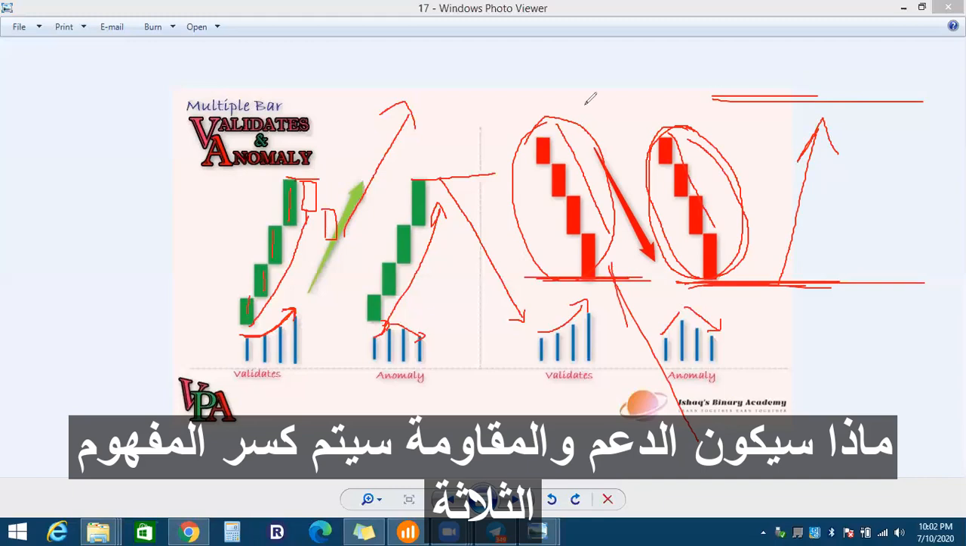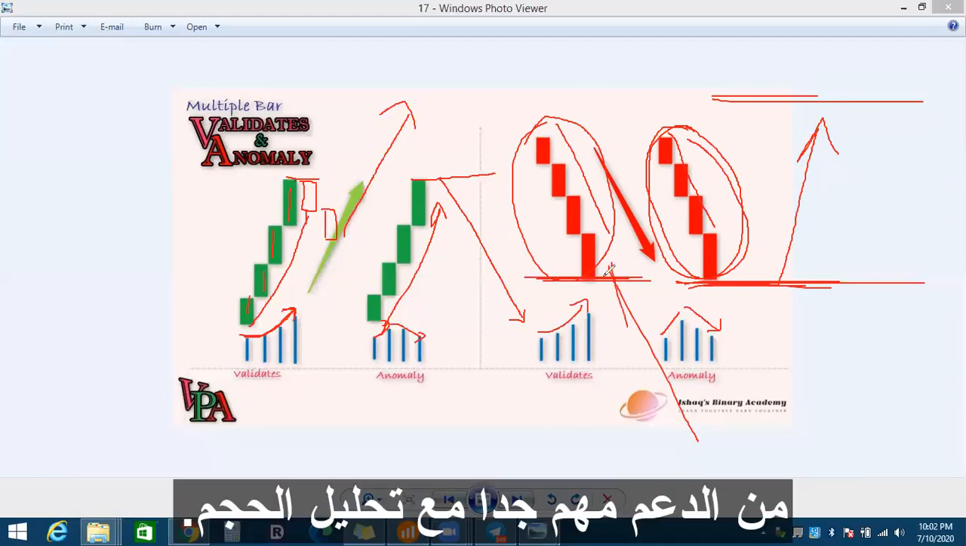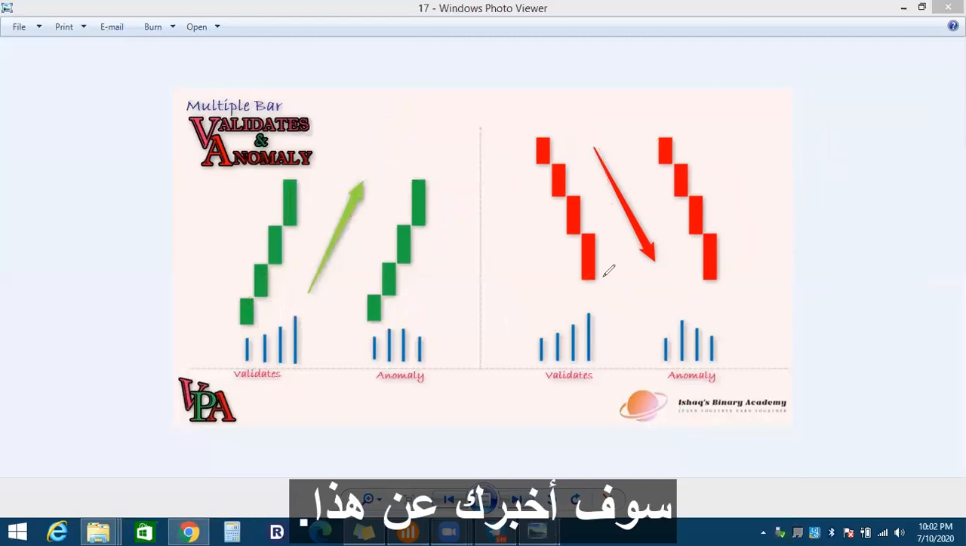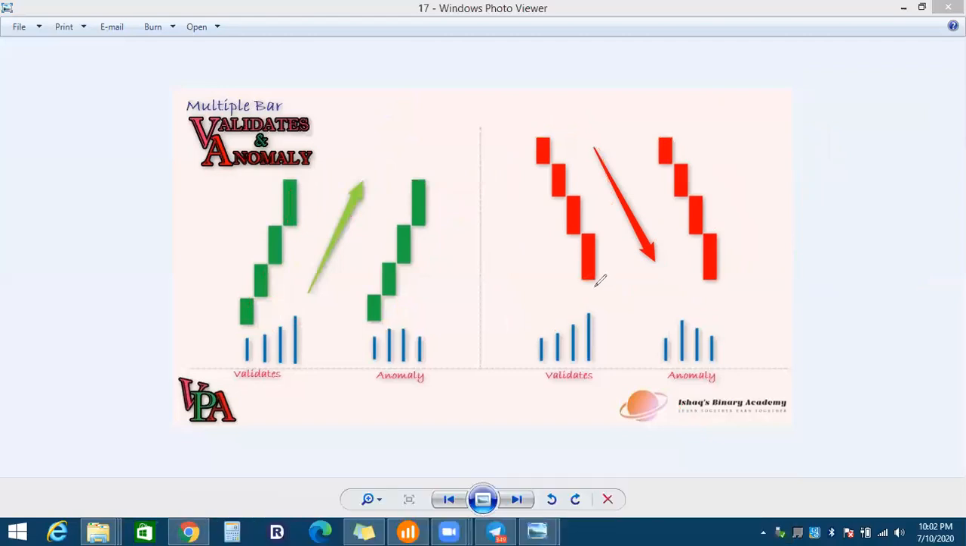There are three concepts of support and resistance. It's very important with the volume analysis. I'm going to tell you about these concepts.